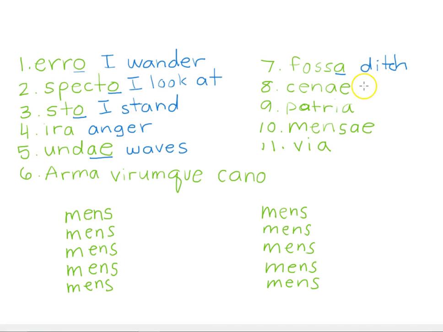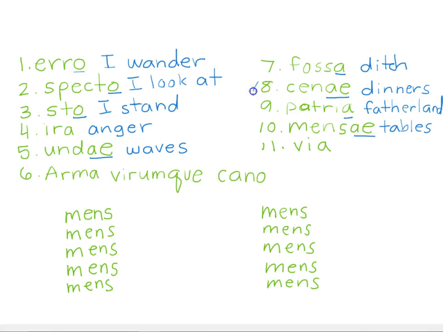My pen for my computer is not that easy to use. Cenae. Cena is one dinner. Cenae is more than one dinner. So cenae is dinners, or a couple other forms we won't worry about. Patria. Fatherland. We get patriotic. And mensa is table. Mensae is tables.